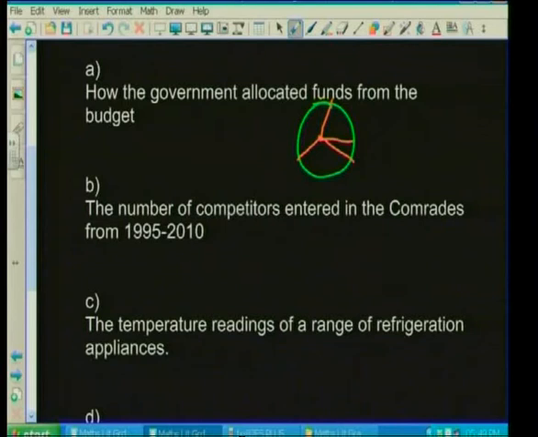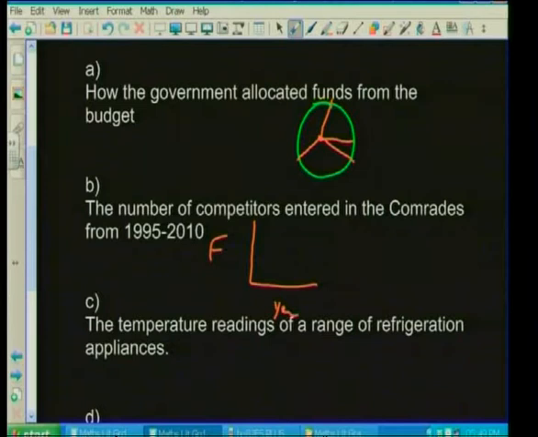How would we show the number of competitors entered in the Comrades Marathon from 1995 to 2010? Well, there are a number of ways. You could use a pie chart, or you could actually use a bar chart, couldn't you? You could have the different years and then the different categories. Or you could use it in a histogram, because here would be frequency and here would be the years.